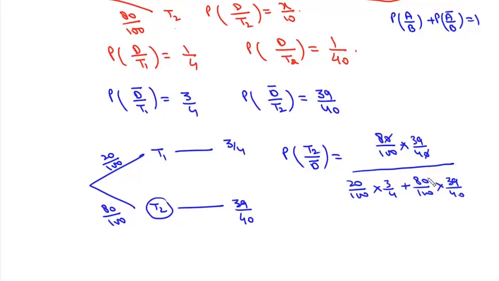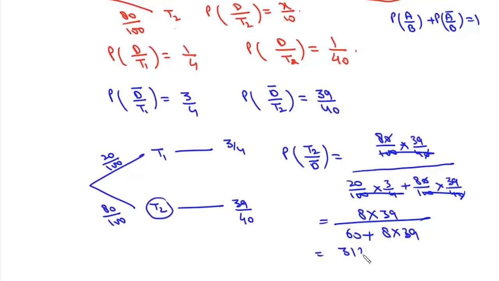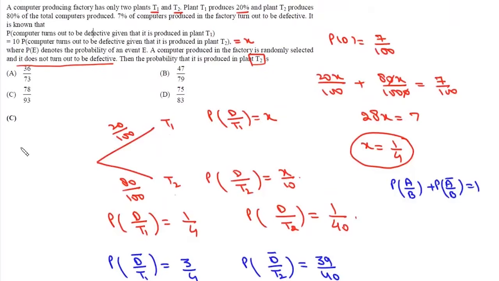Now this 100 will cancel. We'll cancel this 400. So it will be this 8 into 39 upon 60 plus 8 into 39, which is 312 upon 372, which is 26 by 31. So it is 26 by 31, or if we multiply it with 3, we'll get this as 78 upon 93, and that's your option C.